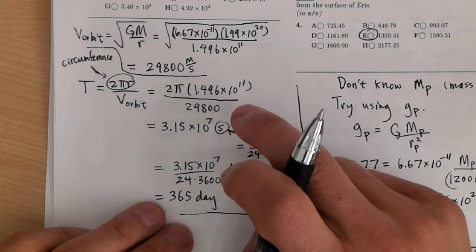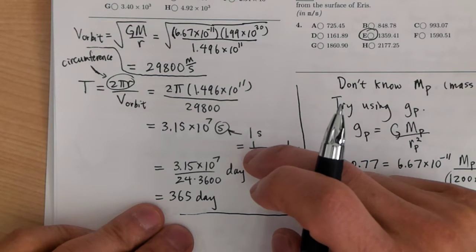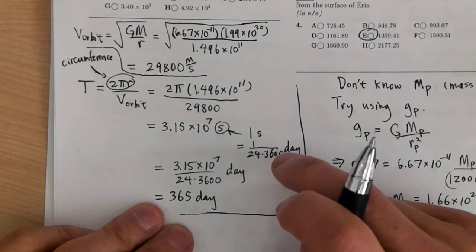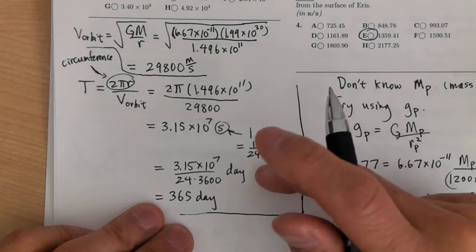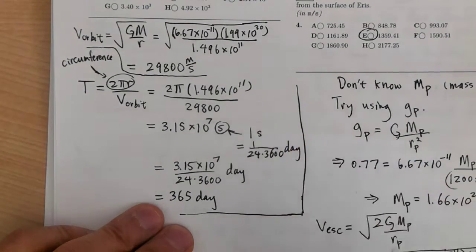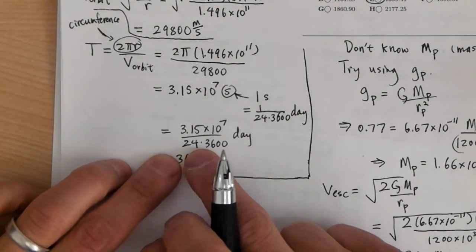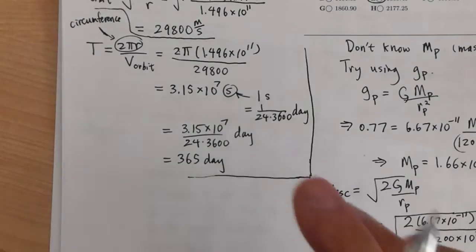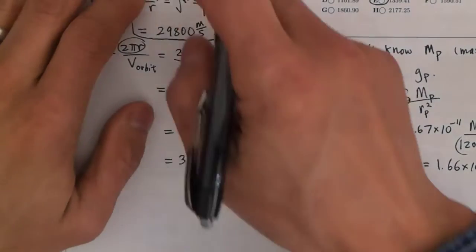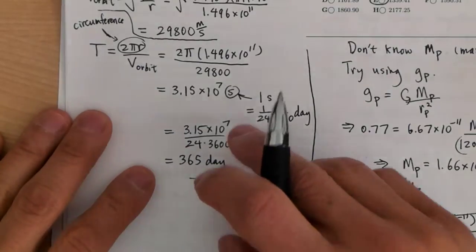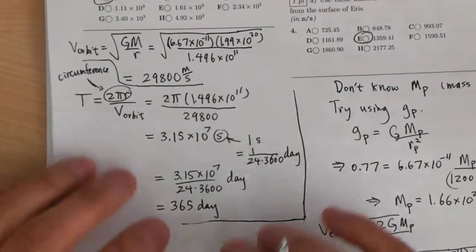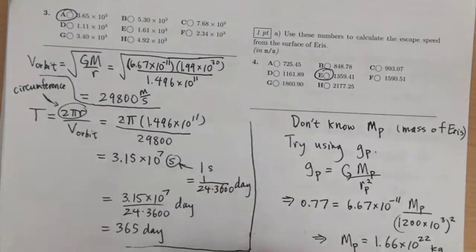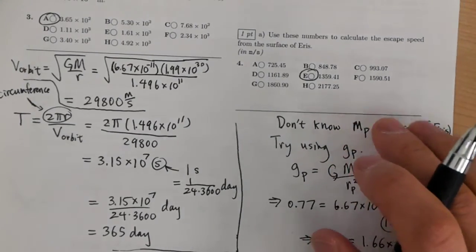But they wanted the answer in days. 1 second is 1 over 24 hours in a day, divided by 3,600 for the number of seconds per hour. So it's 1 over 24 times 3,600 as a fraction of 1 day. So we divide by the 24 and 3,600, and we get 365 days. Clearly that's equivalent to what's happening with the Earth. So this happens to be the radius that the Earth is at for this physical value of the Sun's mass. Okay, next problem.